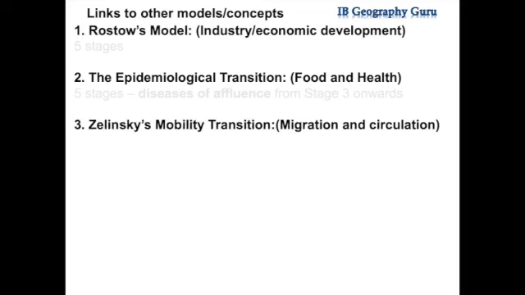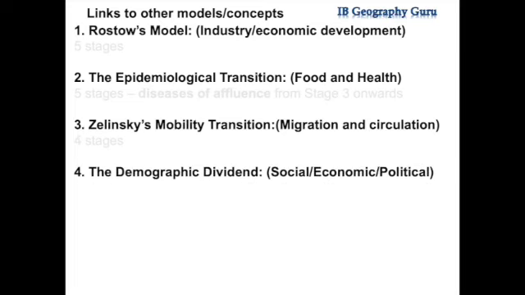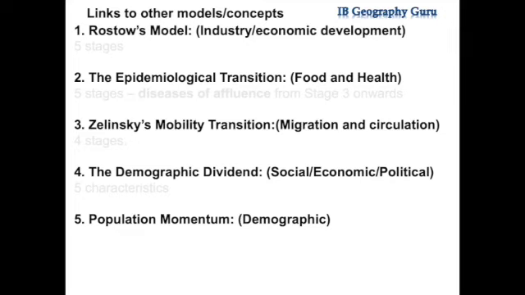Then we have 3, Zielinski's mobility transition. This deals with migration and circulation over a period of time, and for this particular model, there are 4 stages. Then we have what's called the demographic dividend. This is really important. It's been introduced into the new syllabus by the IB, and it's based on social, economic, and political circumstances, and can be identified at stage 3 of the demographic transition, and has 5 characteristics. Population momentum, again, a demographic factor, also can be found at stage 3. And there are 3 processes.